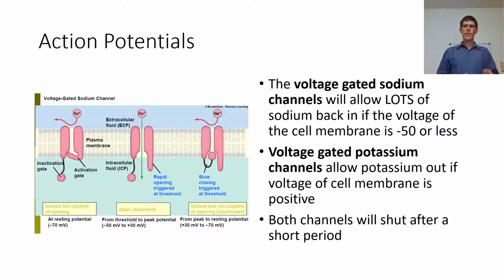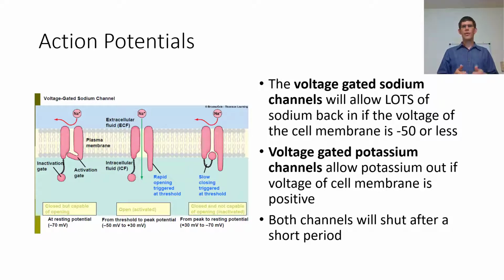When you reach that threshold, this is going to open certain things called voltage-gated sodium channels. They're gated until a certain voltage is reached. That voltage is the threshold voltage. And when these open up, they allow the sodium to flood in. And when the sodium floods in, this is a lot of positive charges that are going to come in.